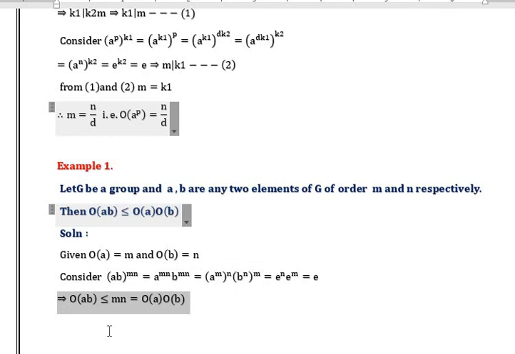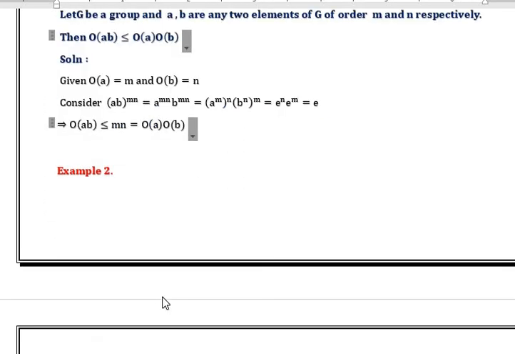This implies that order of AB is less than or equal to mn. m is order of A and n is order of B. So less than or equal to mn means that it is less than or equal to order of A into order of B. Hence the result. Another example, example 2.